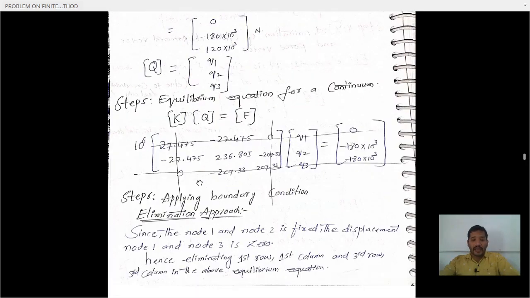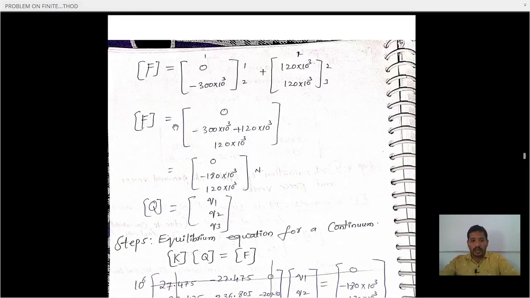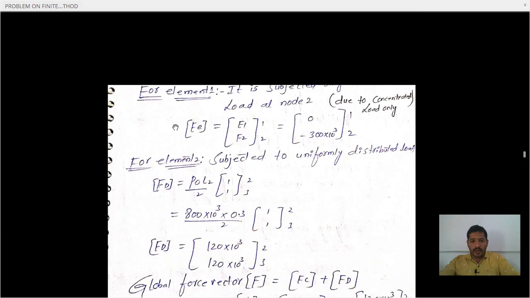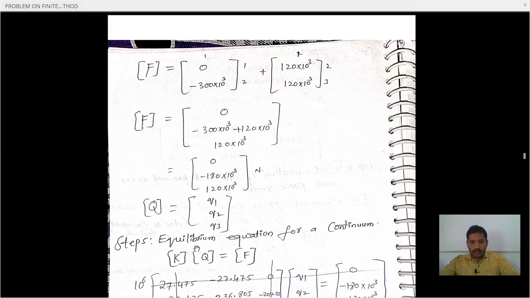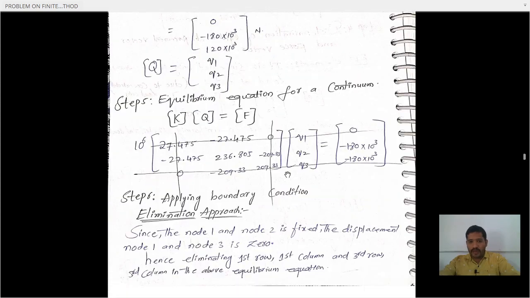Okay, after that, the most important one, the equilibrium equation for a continuum. It is represented by KQ equal to F. K is nothing but the global stiffness matrix value. Already we have found how much? Here K is equal to, let us see this figure, this is the K value, this whole is the K value. And the Q value is Q1, Q2, Q3, and the nodal force value we have already found: 0, minus 180 into 10 power 3, 120 into 10 power 3.